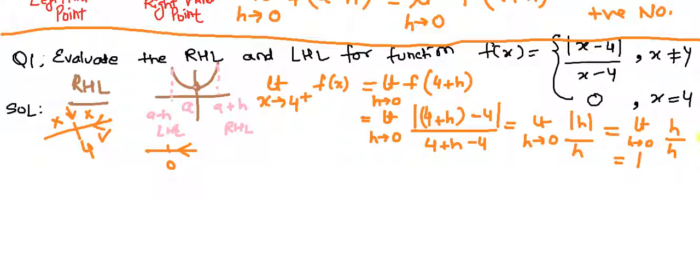Because h is approaching from the positive side, from the right hand side, its mod value should be positive, because it's a number which is greater than 0, not less than 0. So you'll get this value.